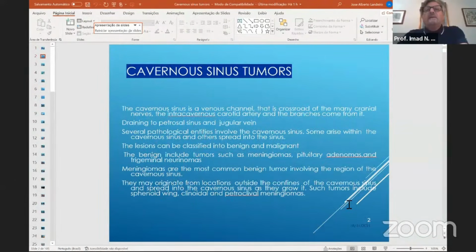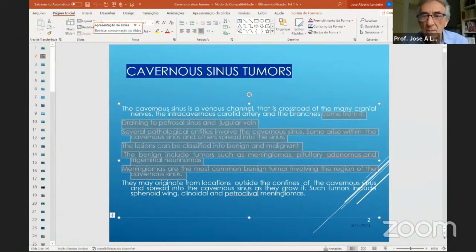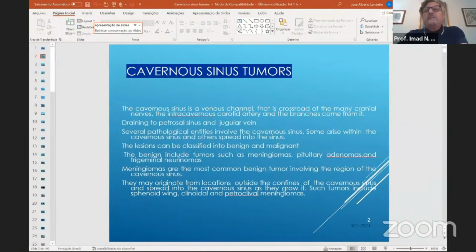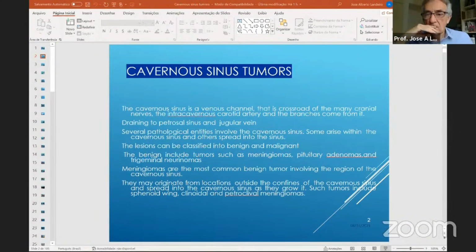Now, at the bottom, you see the cup-like shape. Did you see the second slide? Yes, we can see the second slide, but it's not in presentation mode. Do you see presentation mode next to it, to the right? Yes, that's it. Double click on it. Okay, thank you.